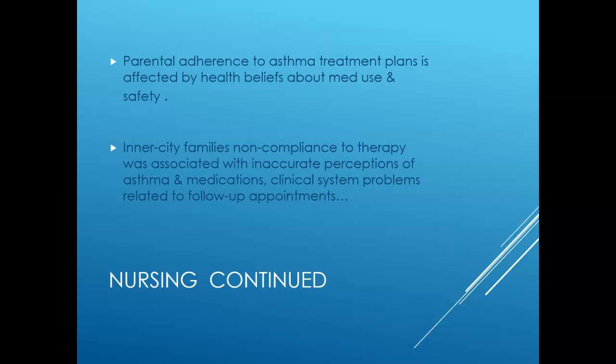Parental adherence to asthma treatment. Definitely you have to make sure that the parents, especially in younger age children, are following the medical recommendations, and sometimes they have different beliefs and concerns that they don't want to use, so we need to educate them on the medications and why they're important, or also on the different triggers that they should try to avoid. We do see inner city families more non-compliant to therapy. A lot of times it's associated with inaccurate perceptions of asthma or their ability to visit clinics and things like that.